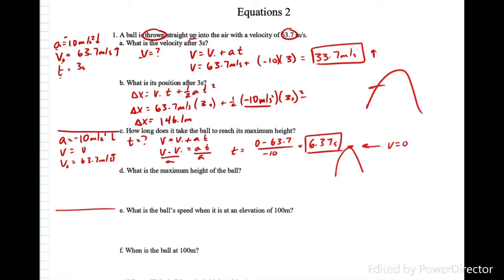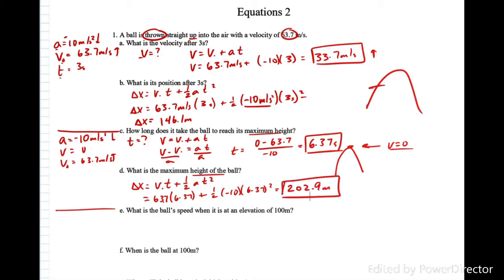What's the maximum height of the ball? We're still talking about maximum height, so all this is still true. We can solve this lots of different ways. I prefer the one that requires no algebra, just putting it into the calculator. So 63.7 times 6.37 plus 1/2 times negative 10 times 6.37 squared. Plug that in, and for our displacement from our calculator, we get 202.9 meters. I realize I'm going fast through this, but you can pause the video.